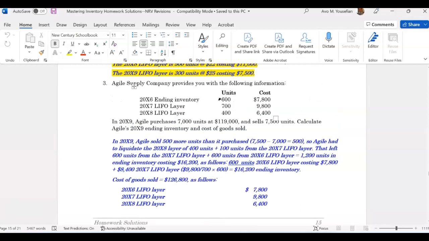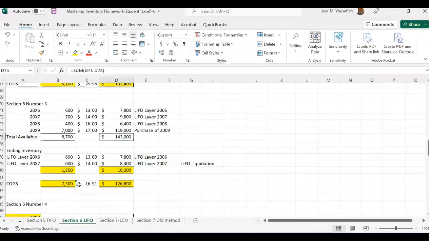So we have 600 plus 700, that is 1,300. 1,300 plus 400, that is 1,700 units, plus 7,000, but they sold 7,500. So if you do the math, you will see that 1,200 units is left. Okay, 1,200 units is left. Where is that 1,200 units coming from?